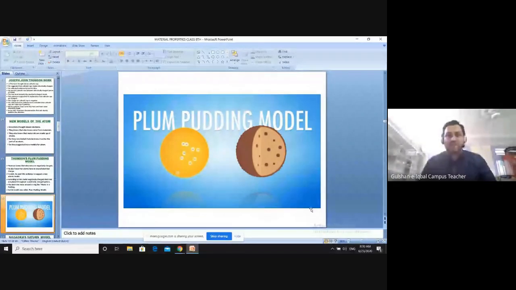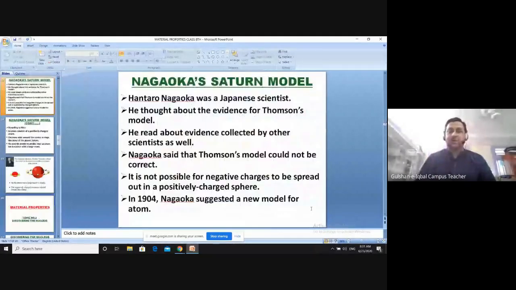Okay, and after J.J. Thomson gave this model, a lot of work started, and the next model which was presented was Nagaoka's Saturn model. Nagaoka was basically a Japanese scientist, and he studied the J.J. Thomson model, and he collected many evidences from other scientists as well. And then he said that the J.J. Thomson model cannot be correct.